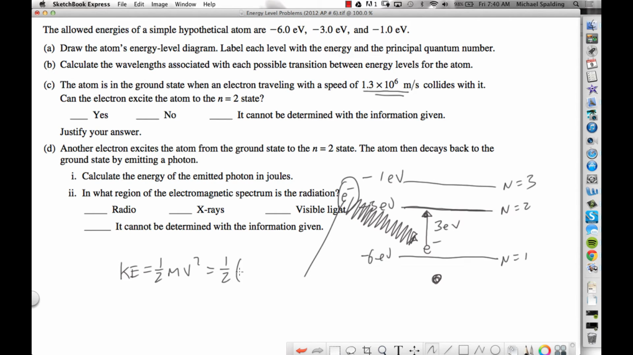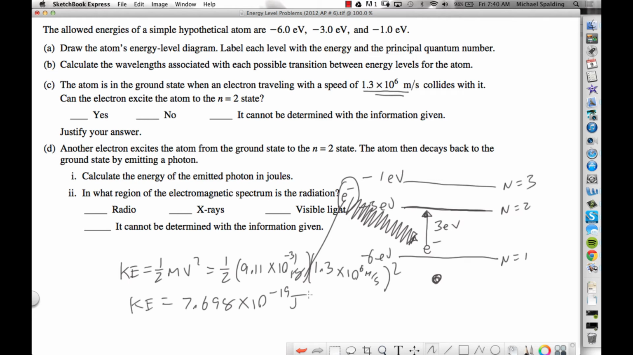So that's 1/2 times the mass of the electron. Don't panic, it's given. It's on your test. The mass of an electron is 9.11 times 10 to the negative 31, times velocity squared, 1.3 times 10 to the 6 meters per second. Make sure you square that. So this gives us a kinetic energy equal to 7.698 times 10 to the negative 19 joules.